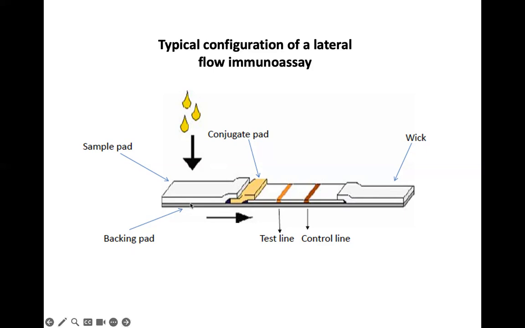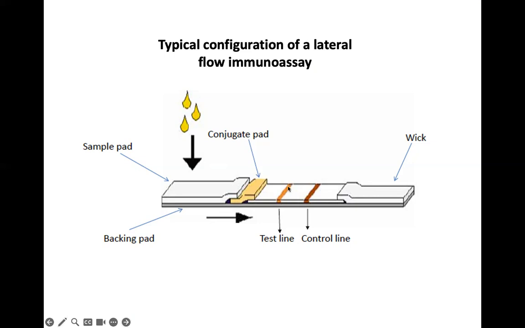First, we have the sample pad where we put the sample. Everybody, I think, has used this during COVID, where we put the saliva here. Then it moves on to the conjugate pad, where we have the biomarker, the capture antibody, and the whole thing will move towards the test line.